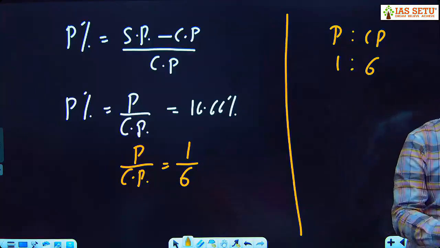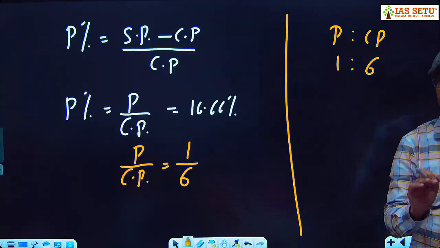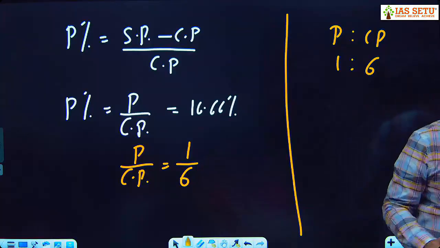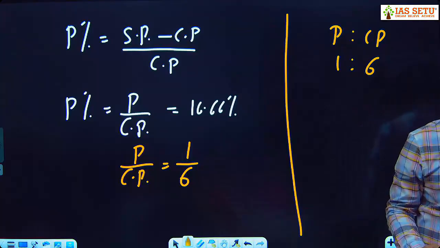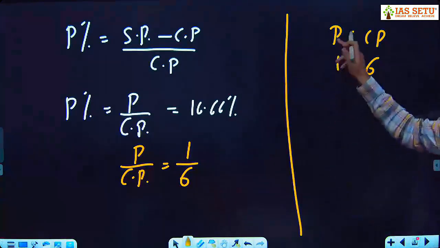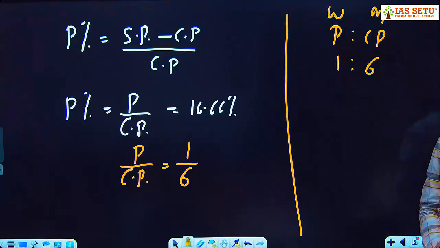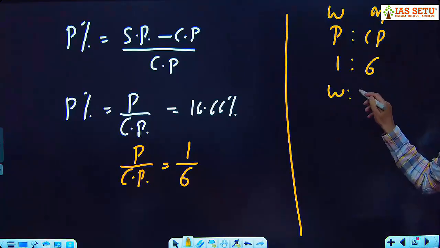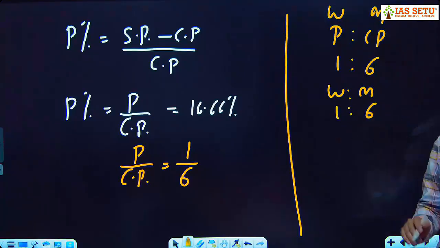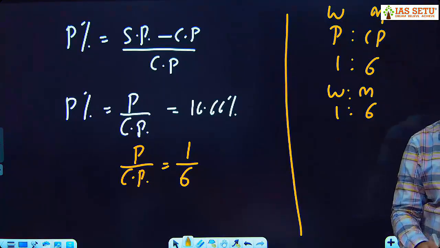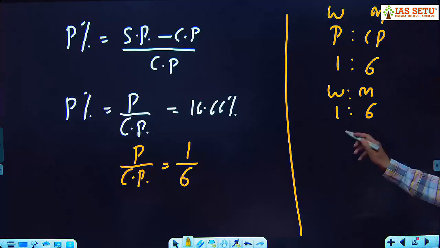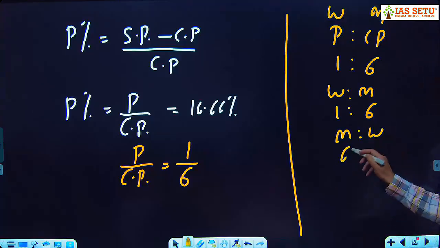And when the milkman makes profit only because of adulteration, the profit is water and the cost price is milk. So what is the ratio of water to milk? We have 1:6. The question asks what is the ratio of milk to water? So you can reverse it: milk to water is 6:1.